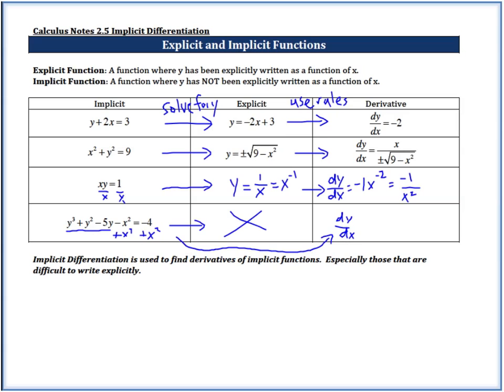This is where implicit differentiation comes in. It's used to find derivatives of implicit functions, especially those that are difficult to write explicitly, like this one.